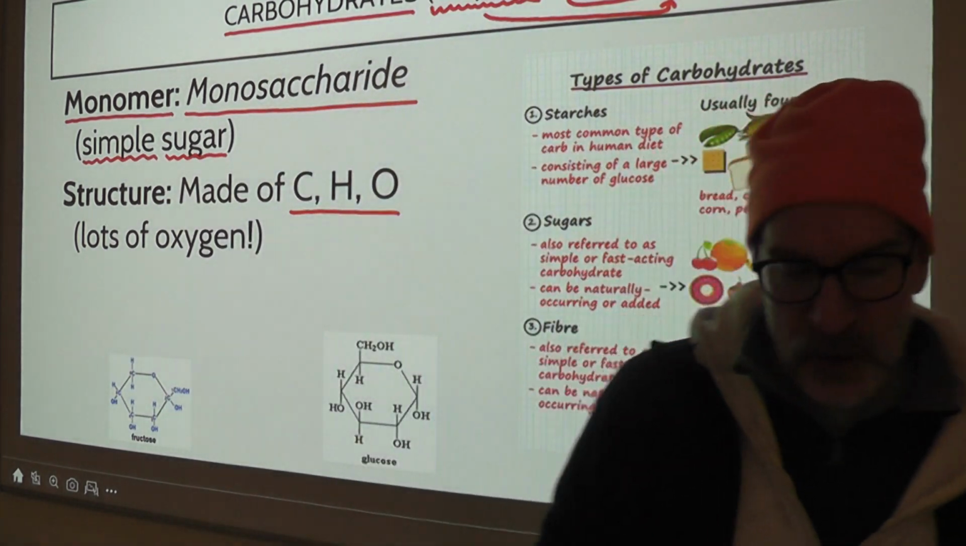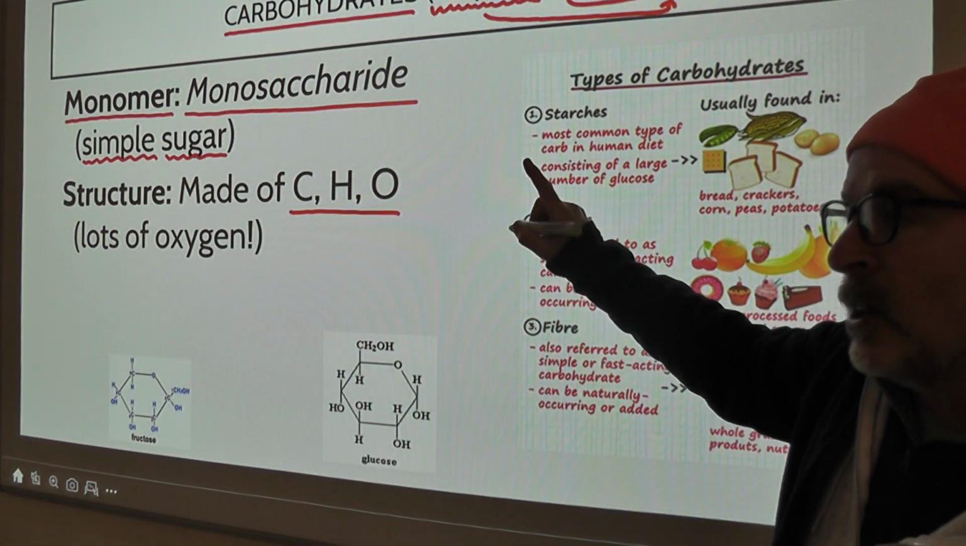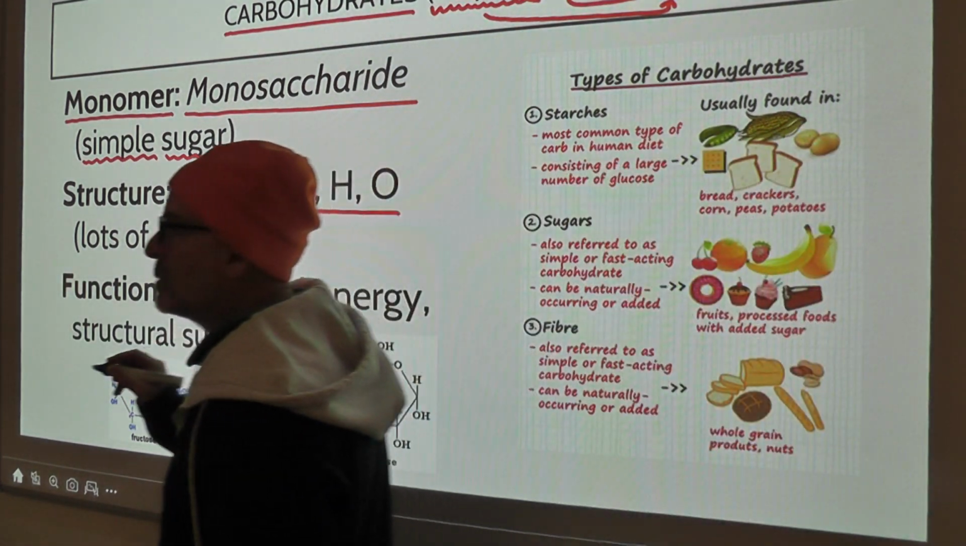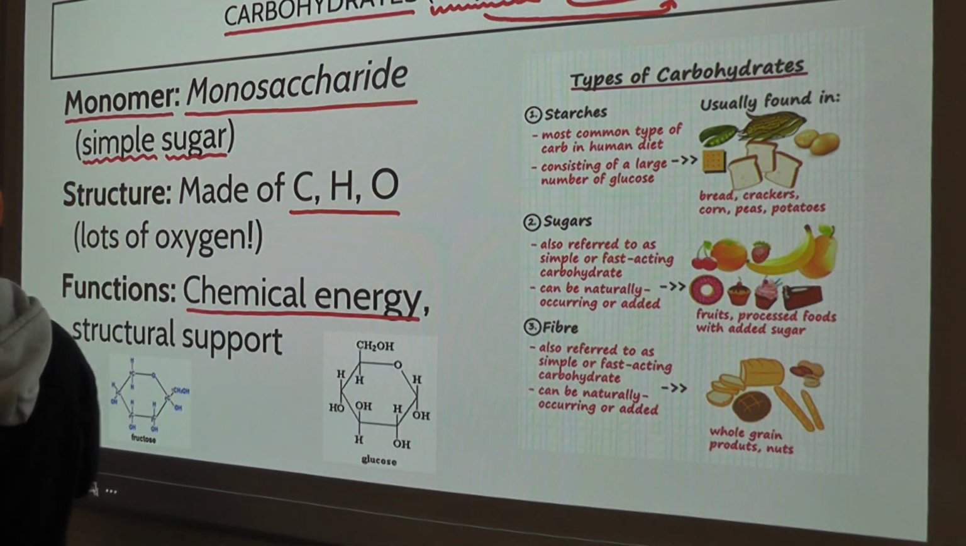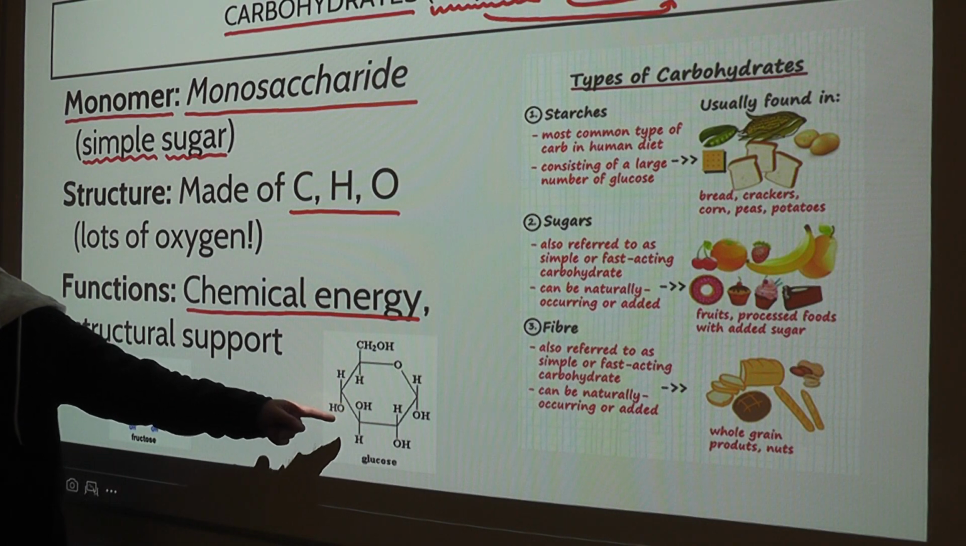So the structure is that they're made of the C and H and lots of oxygen. Their function is 2 things primarily. One is chemical energy. So there's lots of different ways that we can store chemical energy in sugars. Some of it's more accessible, some of it's less accessible. Glucose is the easiest for cells to use.